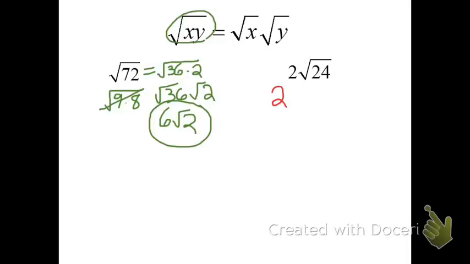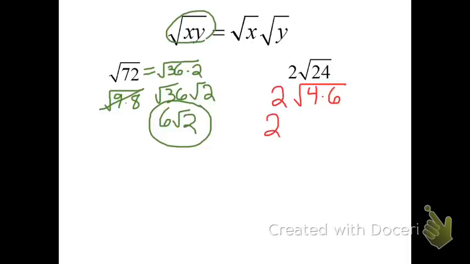And then I'm going to break up the square root of 24 as the square root of 4 times 6, because 4 is the biggest perfect square that goes into 24. And if you accidentally don't pick the biggest perfect square that goes into a number, it's okay. You'll just have to do another step in order to simplify the radical completely.